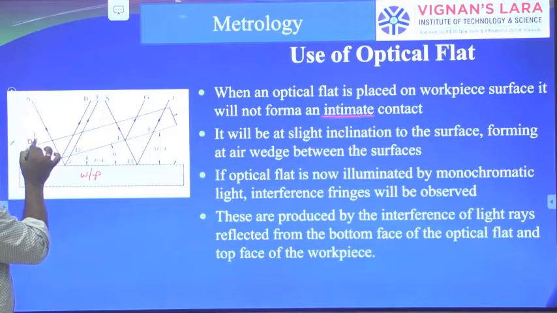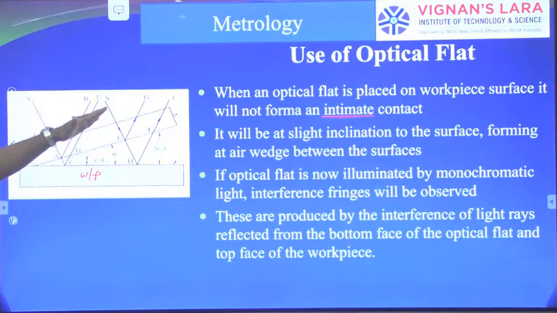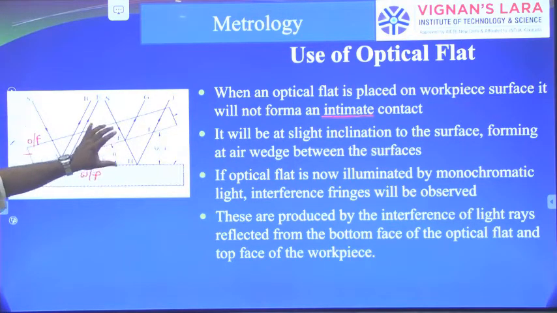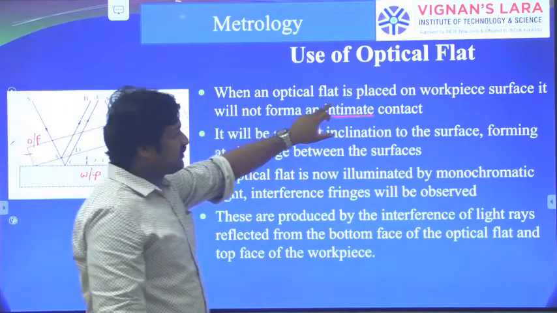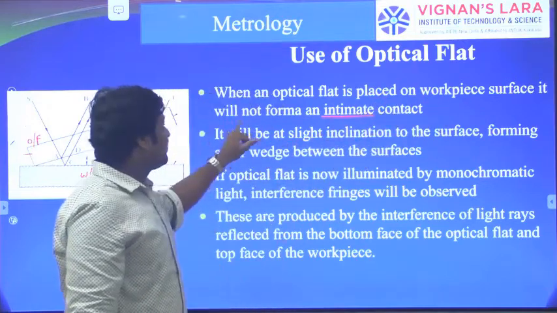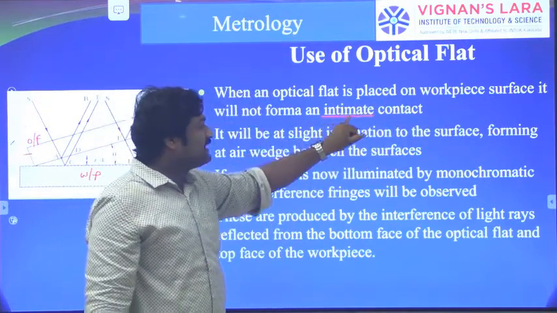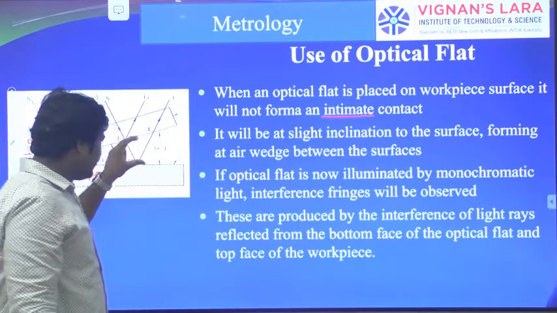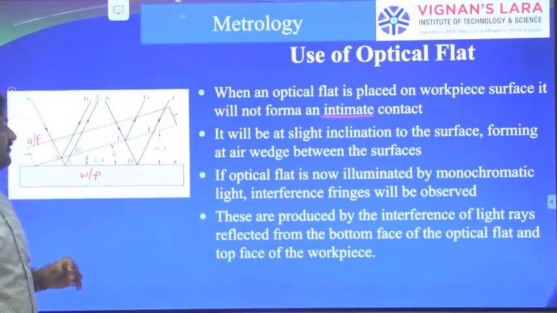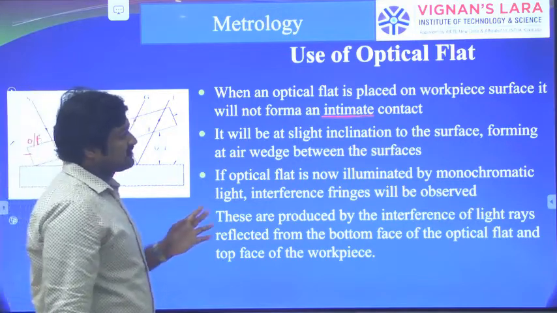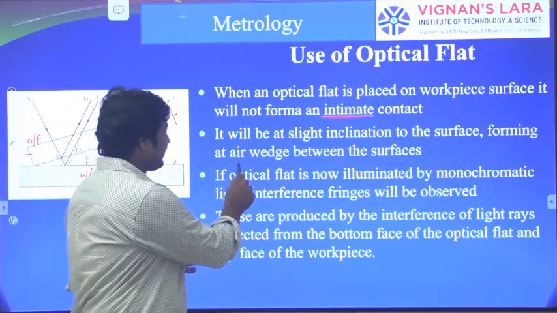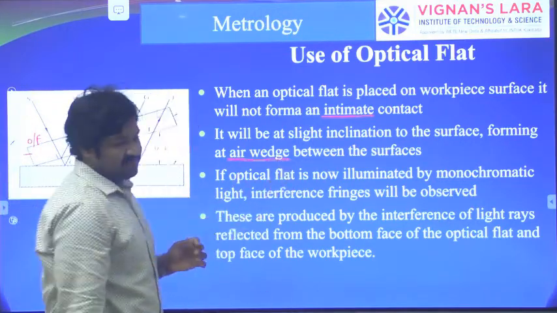This is our optical flat. So if we place the optical flat on the surface of the workpiece, it will not coincide with it. So there will be some intermediate gap. When an optical flat is placed on the workpiece surface, it will not form an intimate contact. Next, there will be a slight inclination to the surface, forming a wedge between the surfaces.